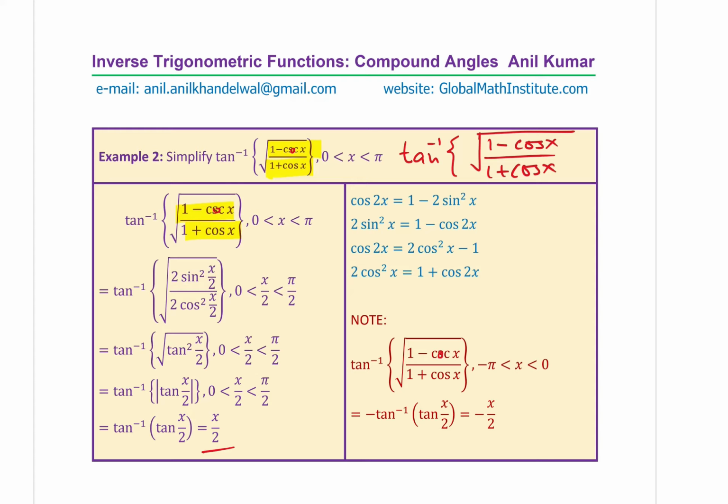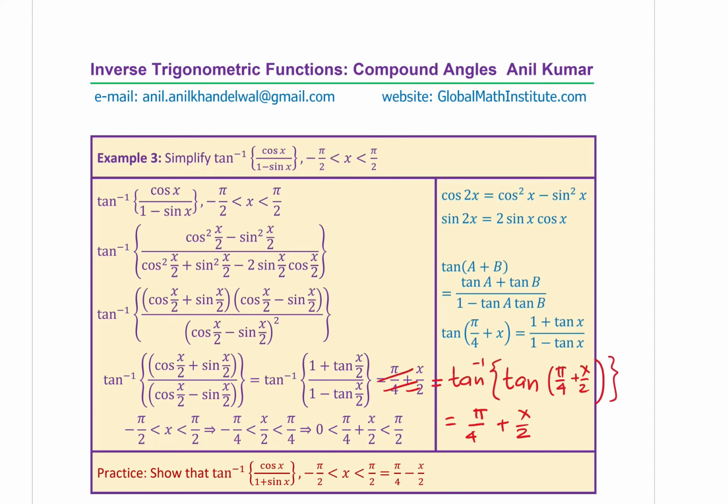Now let us take the third example, which is: simplify tan inverse of cos x over 1 minus sin x, where x is between minus pi by 2 and plus pi by 2. Correct? So we have tan inverse of cos x over 1 minus sin x within this interval. We can write cos x, using the double angle formula in terms of half angle, as cos square x by 2 minus sin square x by 2. 1 can be written as cos square x by 2 plus sin square x by 2. Sin x can be written as 2 sin x by 2 cos x by 2. Correct? So we have used these double angle formulas and written the expression in half angle.